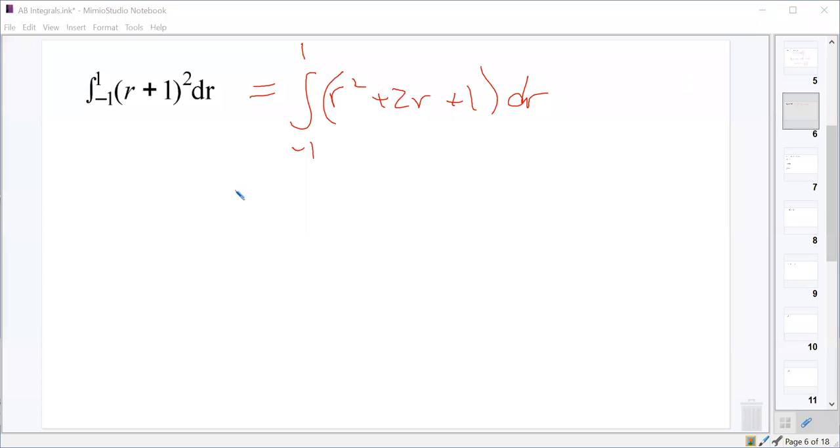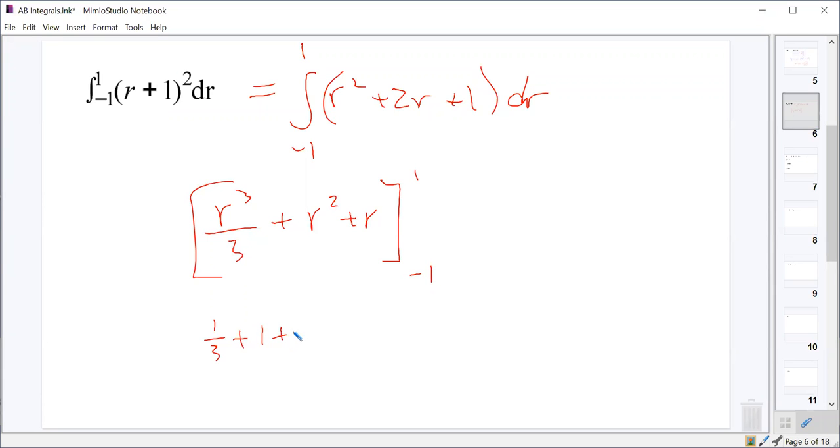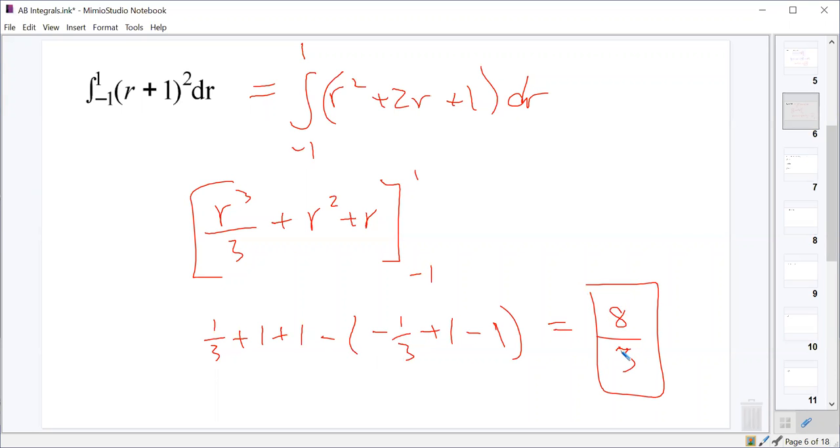So our integral was hopefully r cubed over 3 plus r squared plus r. Everybody agree with that? Yes. All right, and we'll evaluate from negative 1 to 1, which would give us 1/3 plus 1 plus 1 minus negative 1/3 plus 1 minus 1. And that's 2/3 plus... 1/3 plus 1/3 is 2/3, and then plus 1 minus 1 will stay as 8/3. Good or no? Good. All right.